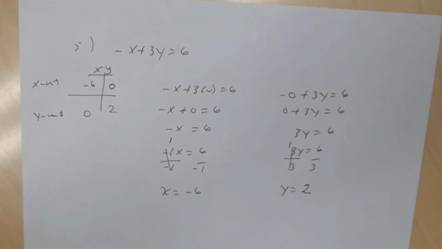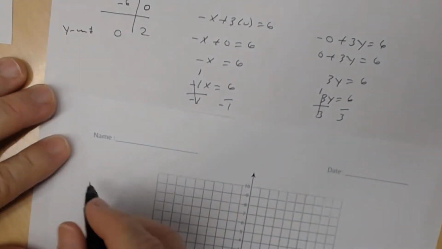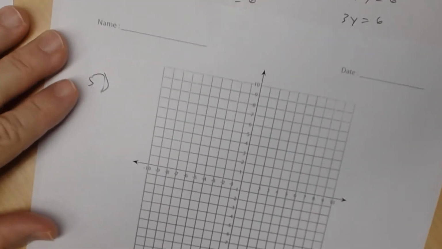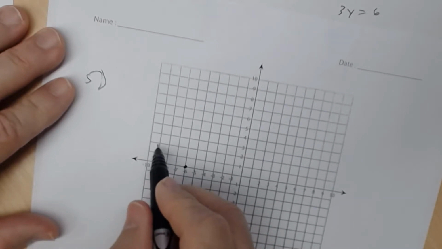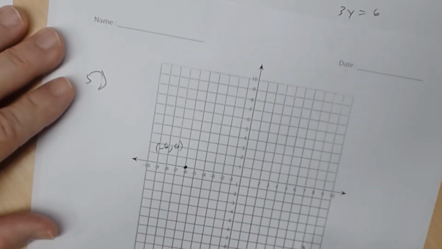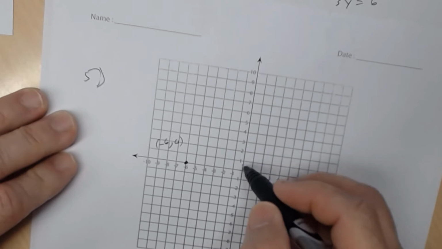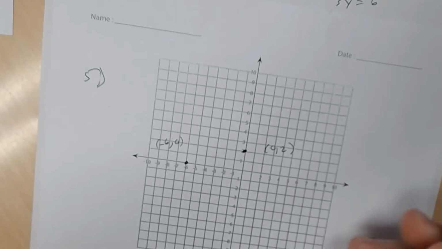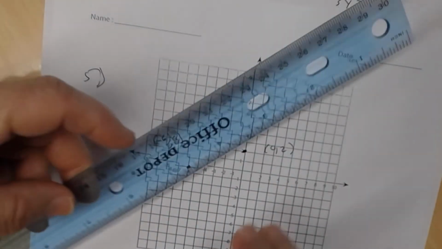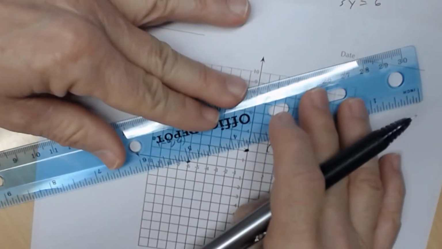So I plot the points. I'm going to plot those two points, and I get this. So this is number 5. All right. So (-6, 0), I go to the left 6, and I stay, since y is 0. So there's the x-intercept, so the coordinates are (-6, 0). Because that's labeled, that's what you've got to write. And then (0, 2) is here. All right, and so then I draw the line, and I get something that looks like this.